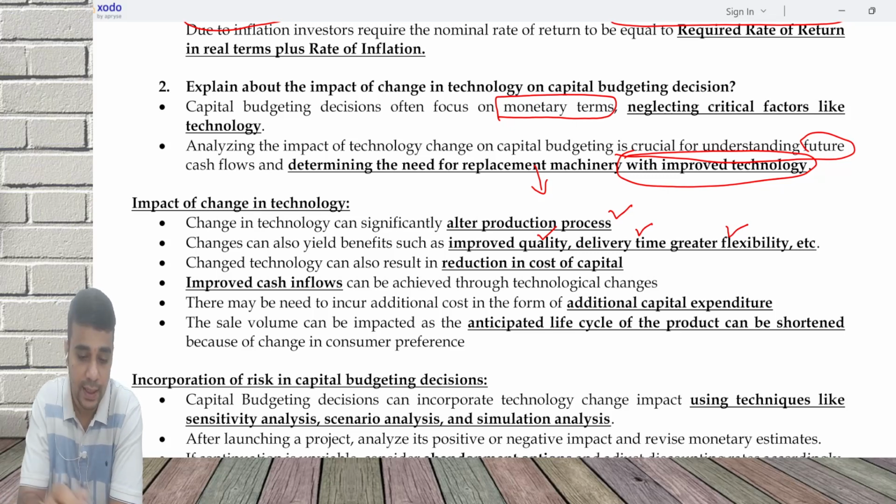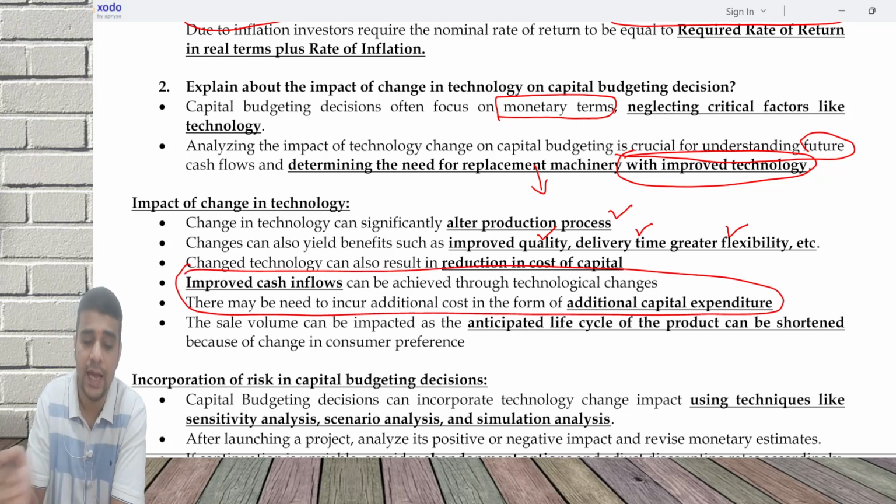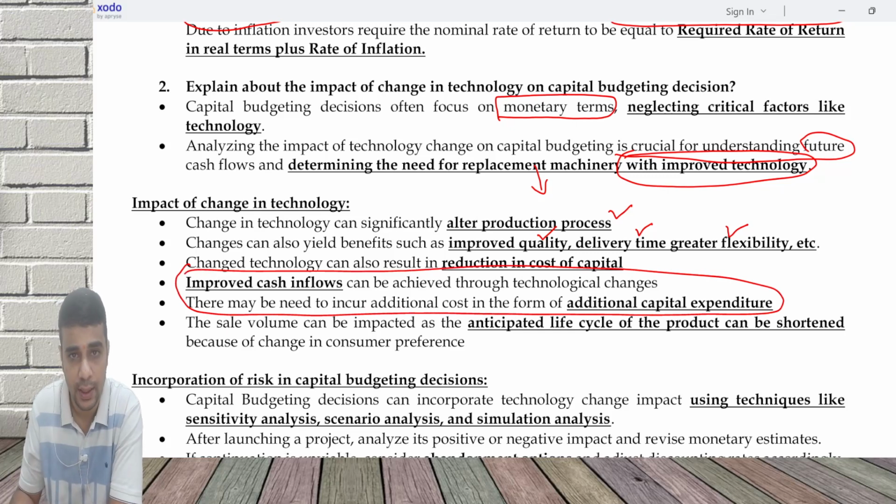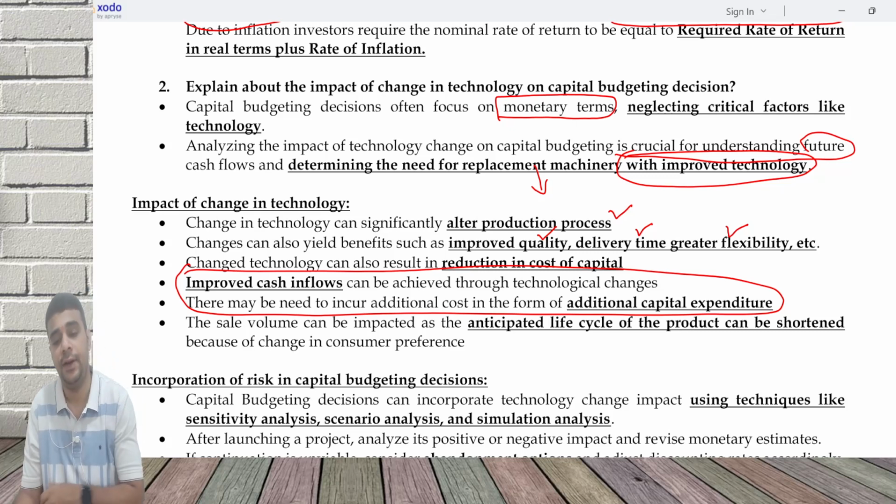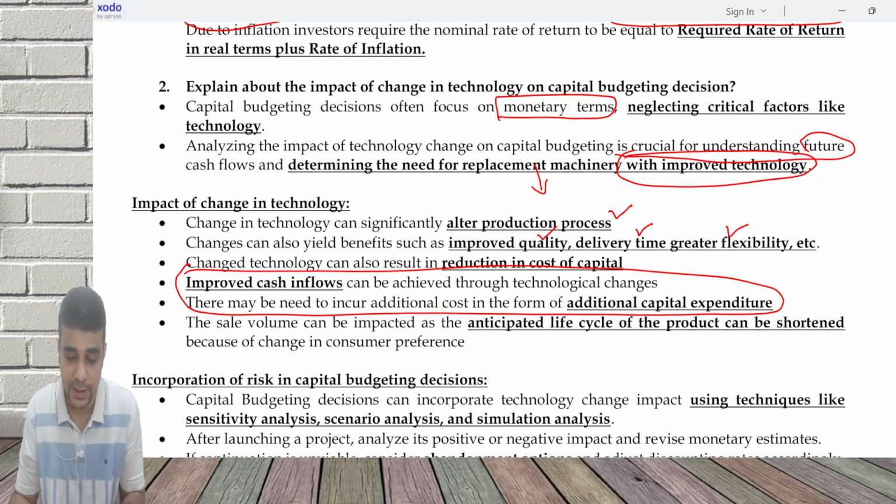All this can lead to these two items. Improved cash flows will be achieved through your technological changes, and because you are doing this improvement, be ready to spend a little bit extra, because extra spending is critical. Because if I do capital expenditure, this capital expenditure is an extra cost, but that gives me benefits like improved quality, delivery time, greater flexibility.